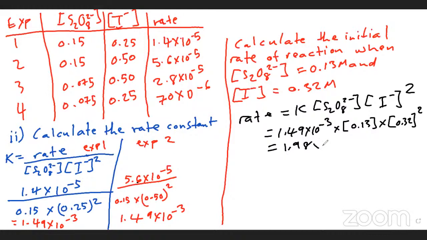Again, the unit will always work out to be moles per dm cubed per second. So this is a typical rates question where they give you the data in the table and ask you for the order of reaction with respect to each reactant, and then ask you to calculate the rate or k or both of them.